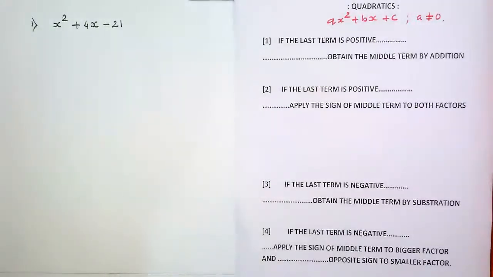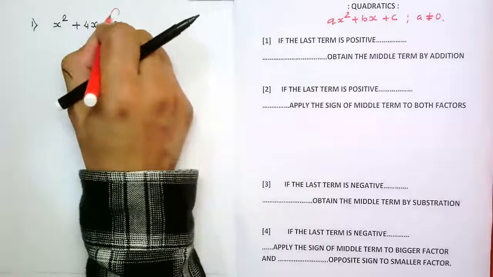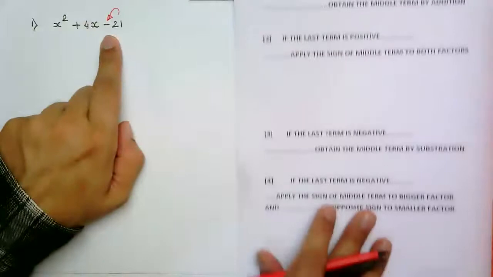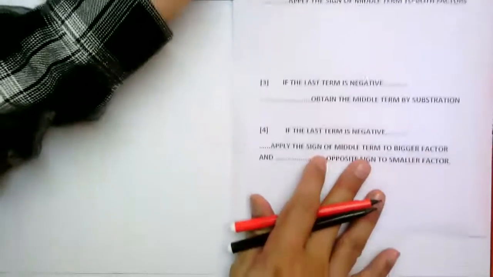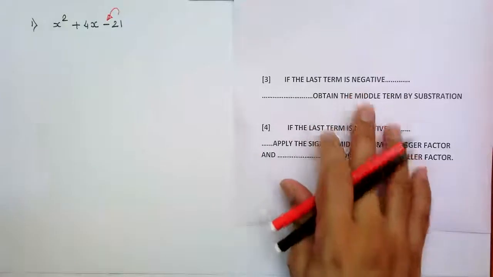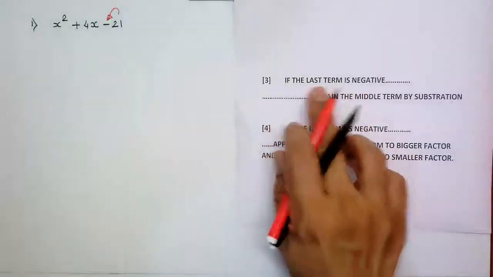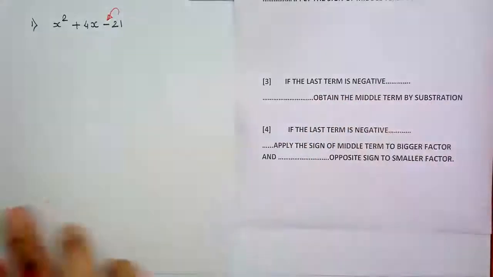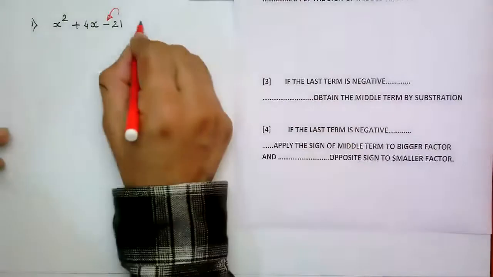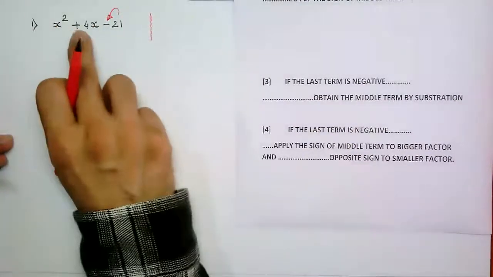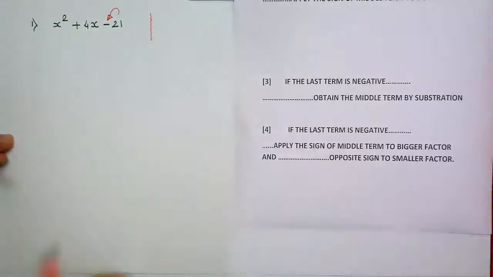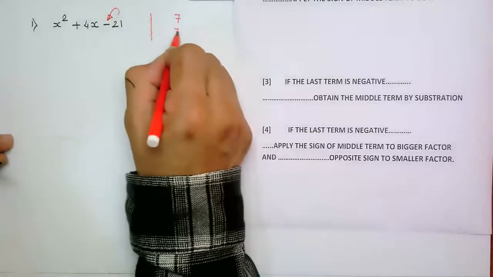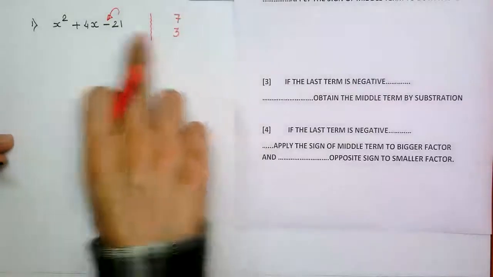So you have to look into the sign of last term. Here, the last term is negative. So we will make use of these two rules. If the last term is negative, obtain the middle term by subtraction. So here, I have to obtain this 4 by subtraction. Very easy. 7 threes are 21. 7 minus 3 is 4.